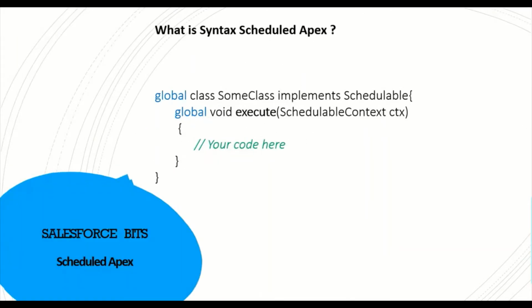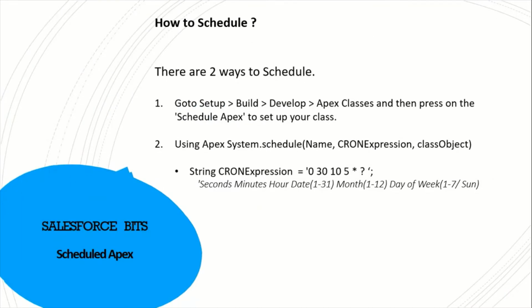And what is the syntax? This is the syntax: global class, your class name, and implements Schedulable. That is the key part here. And the execute method in this is also mandatory. So you can write your code here, or you can call any of your other Apex classes, like even the batch script or any other script which you want to include within the execute. You can call that, so that way you'll be able to schedule any Apex classes or any of your code or method.